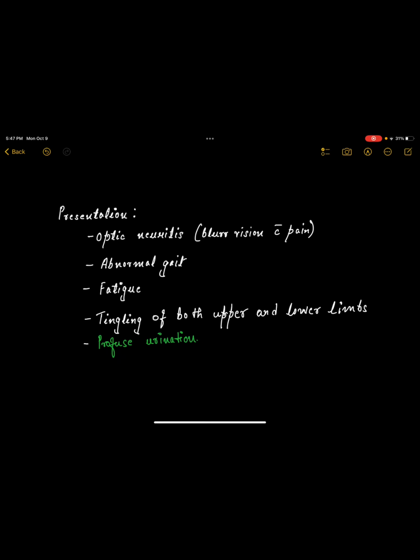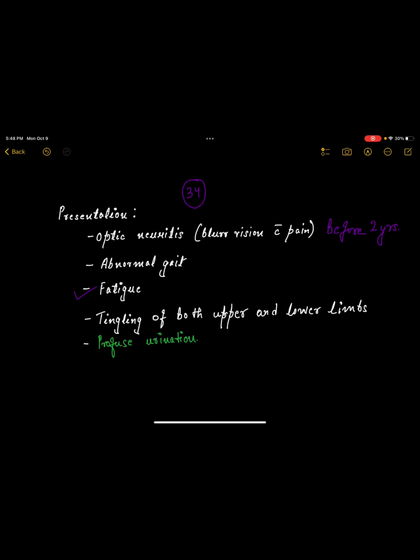Okay, so this patient was 34 years of age and she was a native of Kashmir. She presented with the symptoms of blurred vision with pain, that is known as optic neuritis. She developed optic neuritis 2 years ago, when she was residing in Kashmir, and after that she developed fatigue, and after fatigue she developed abnormal gait, tingling of both upper and lower limbs, and profuse urination.